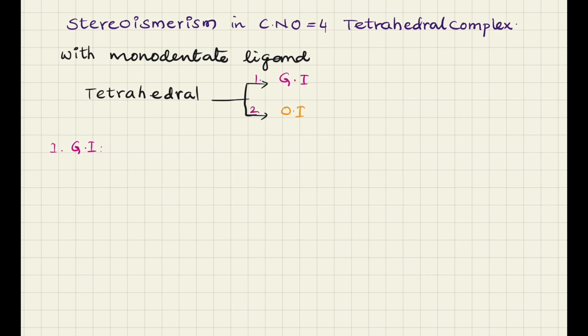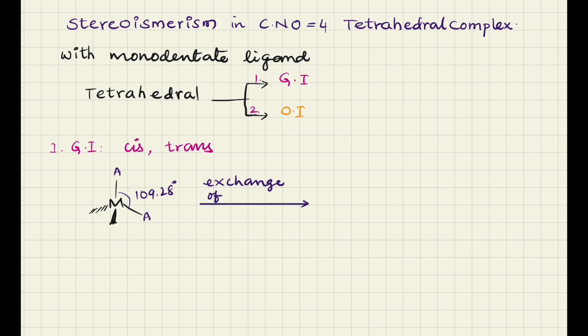First, I am taking geometrical isomerism as an example, that is cis and trans form. Cis means the ligands are on the same side, trans means opposite. Generally, cis means 90 degrees, trans means 180 degrees. So I am taking one tetrahedral structure in which all bond angles are 109.28 degrees. Taking two ligands A, A, then changing their position, otherwise called exchange of any two bonds.